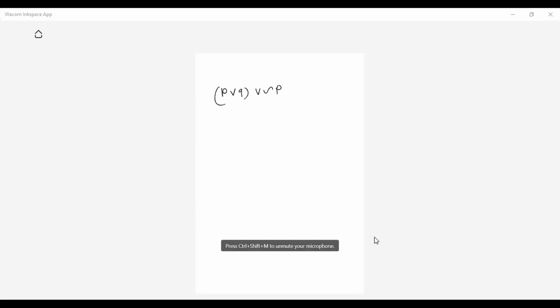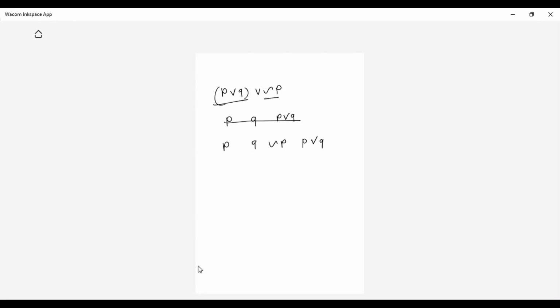Everyone is done? Tell me quickly, what truth values have you got? So P, Q you will be writing here, right? Then you will have P or Q. Before that, you will have P, Q. Before that, you will have negation P. Then you will have P or Q. And finally, you will have P or Q or negation P, right? Final. Okay, done?